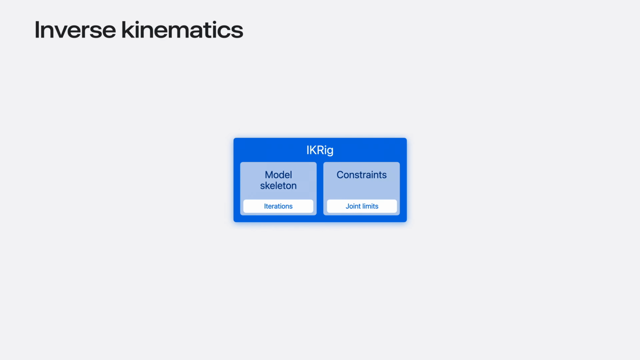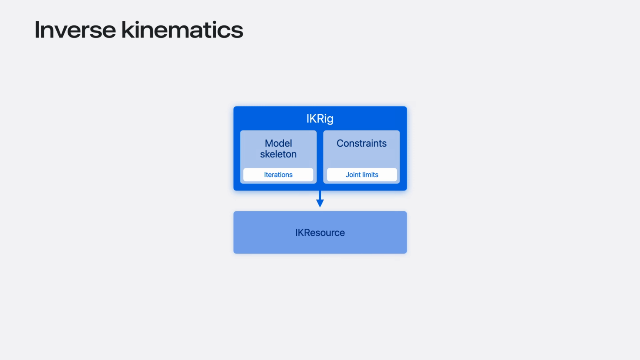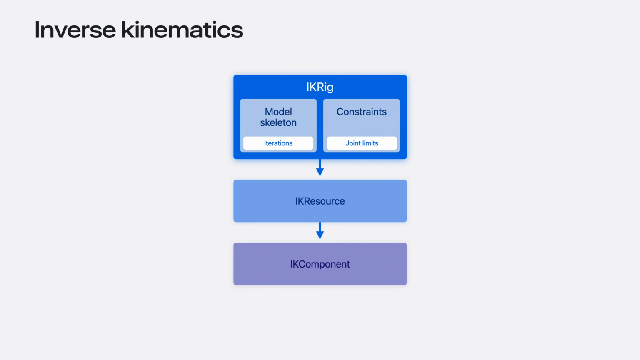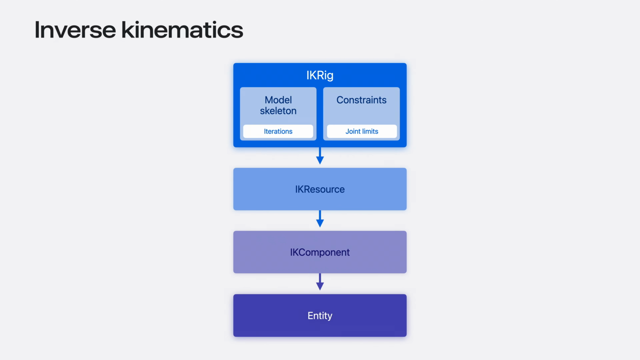I will then add constraints. Constraints are limitations on how the joints can change. This can be used to prevent unnatural movements, like bending an elbow in the wrong direction. Then I'll create an IK resource from the IK rig we defined. The IK resource is the runtime data that the IK solver uses for processing. I'll create an IK component from the IK resource. Add that to an entity.